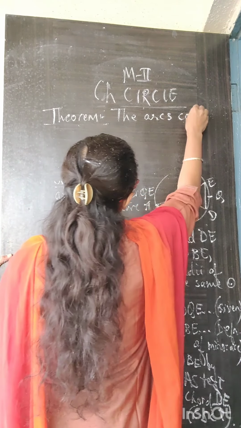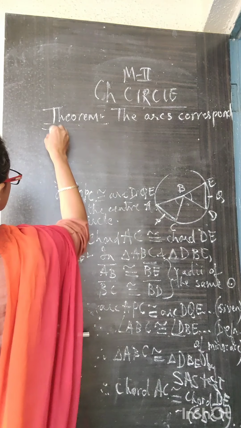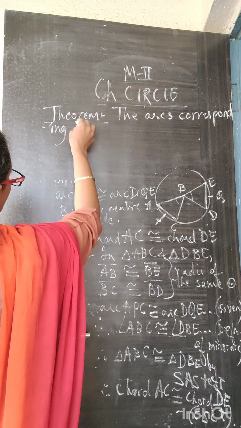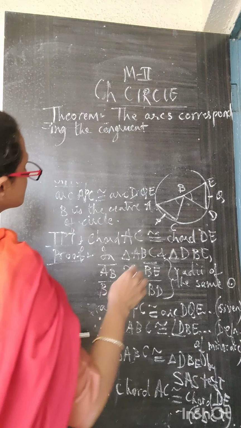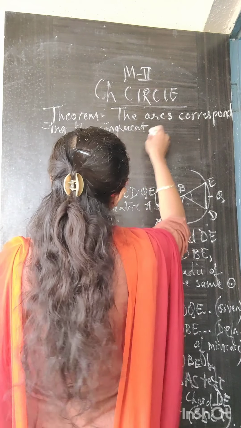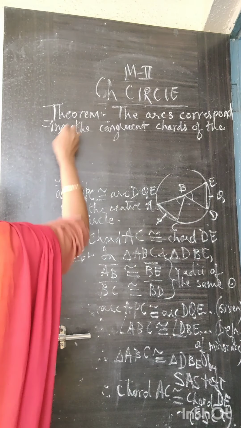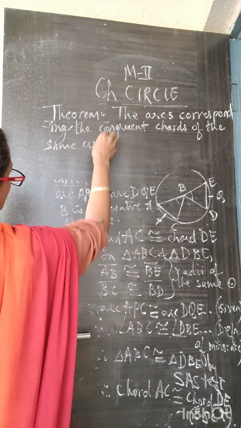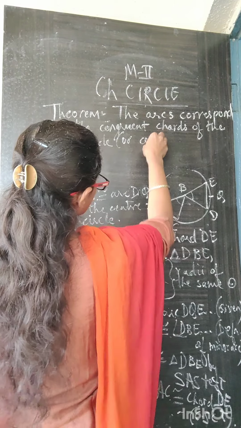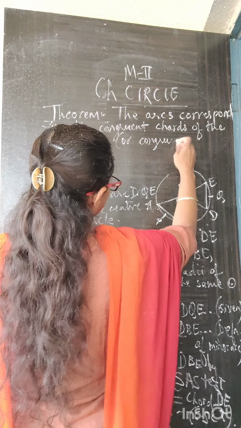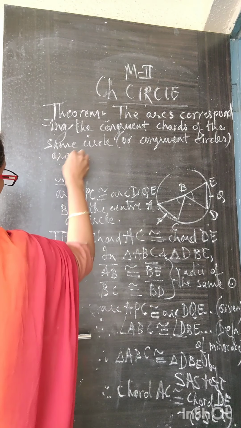The arcs corresponding, or I can also say corresponding arcs, one and the same. The arcs corresponding to the congruent chords of the same circle or congruent circles also, as we had done in the previous one, are congruent. You have to prove they are congruent.